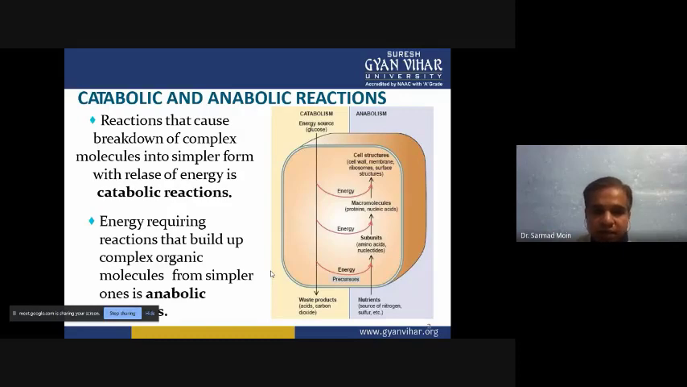Energy is the main thing which is required for any organism to grow, develop, and do reproduction. So organic and inorganic reactions are going on in the organism, and simpler molecules forming complex organic molecules, we are calling anabolic reactions. So catabolic reactions and anabolic reactions are happening.